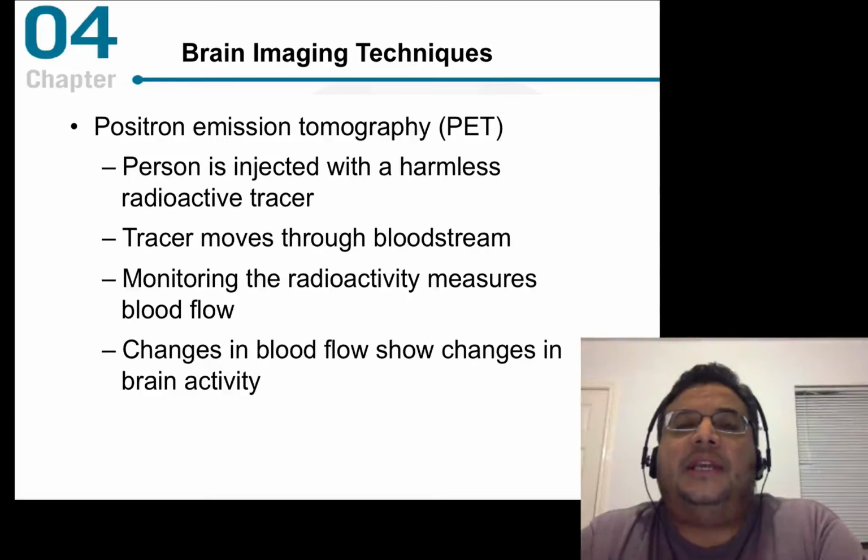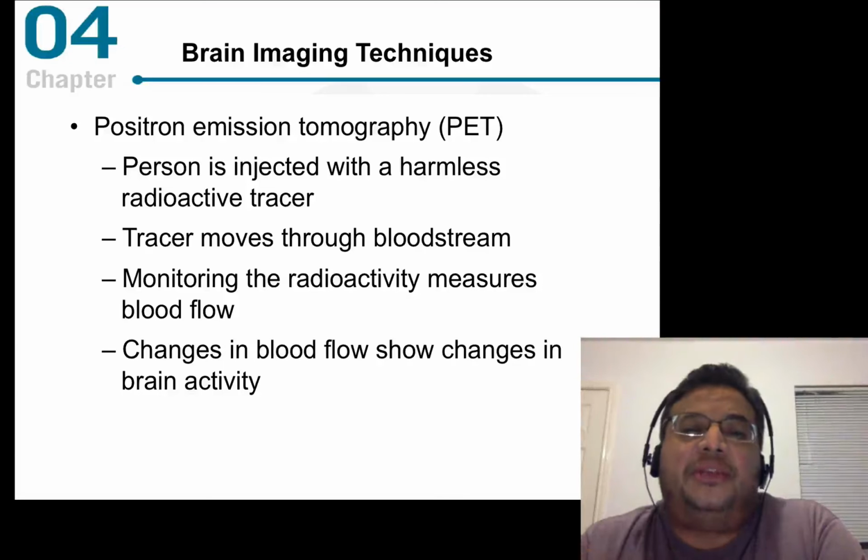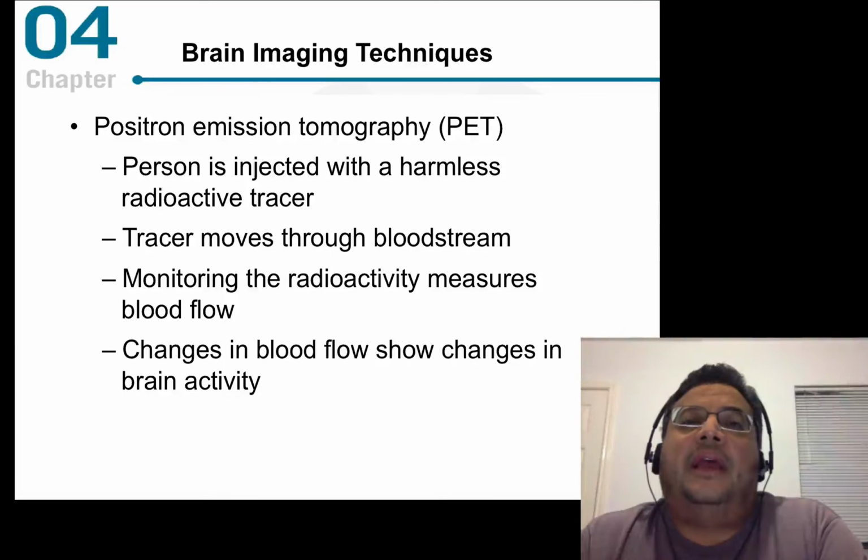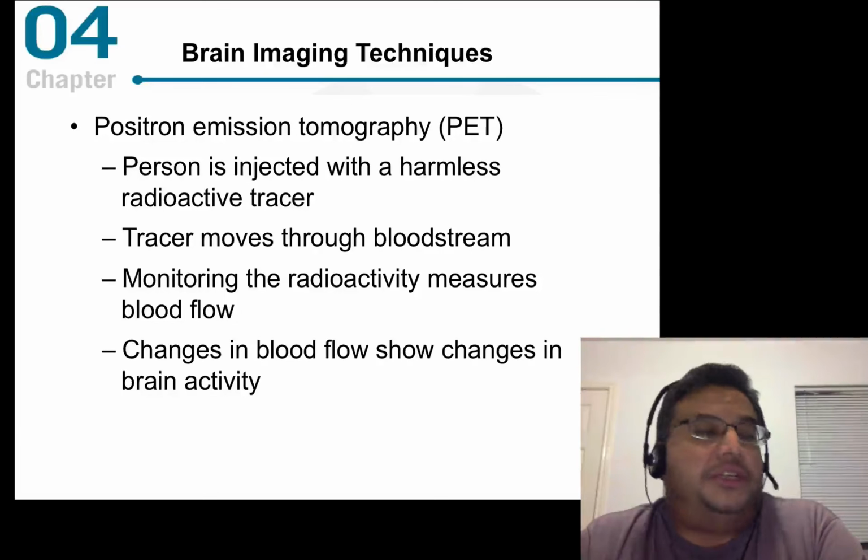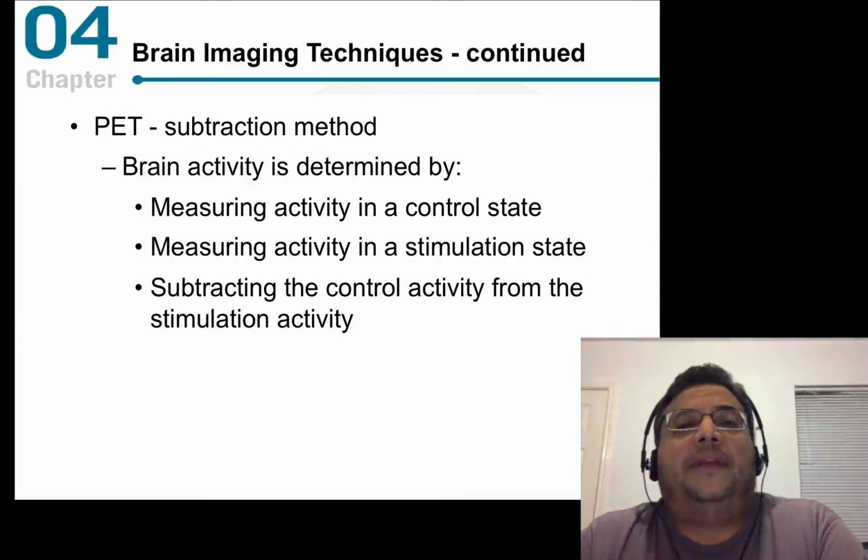So we can see differences in the areas of the brain that are working harder than others simply by tracing how much radioactivity gets consumed inside those different parts of the brain. And so we can see changes in the way the blood is flowing, and we correlate those changes in blood flow to changes in brain activity.